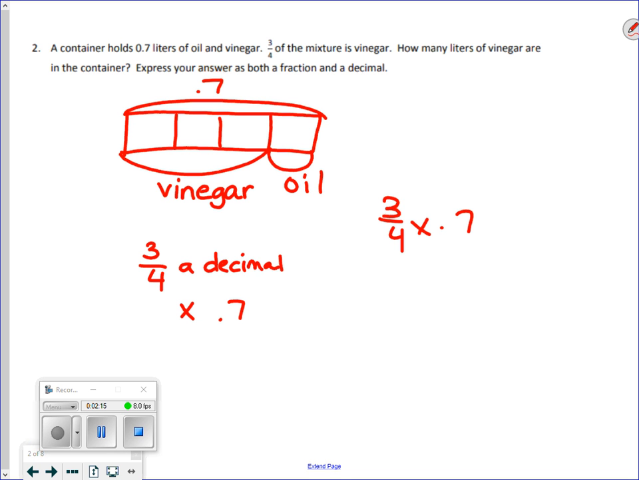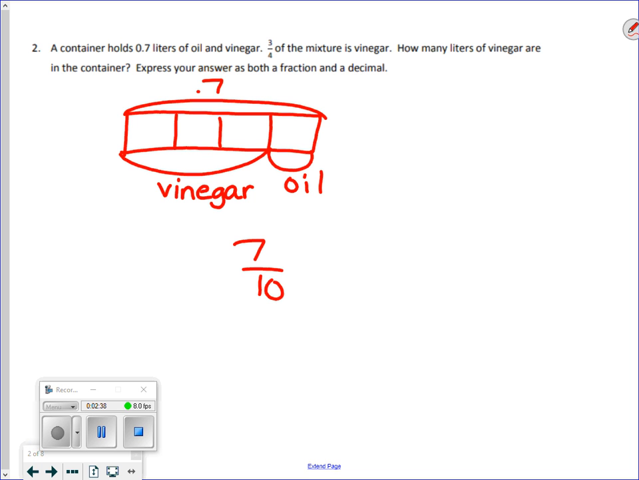Now, I'm going to show you an even easier way. Say this. It's not 7. What is it? 7/10. How do you think you write that as a fraction? 7 over 10. That's why I rode you so hard about saying your decimals correctly. How you say it is how you write it. 7/10. So 3/4 of 7/10.